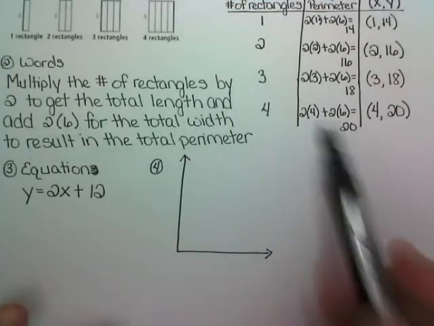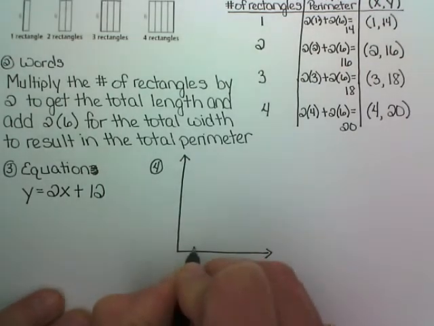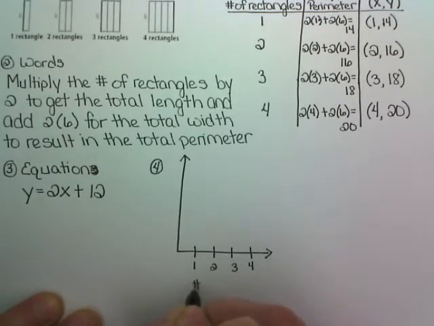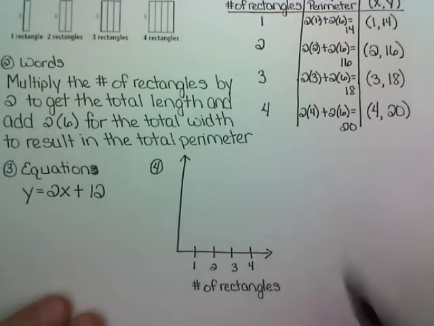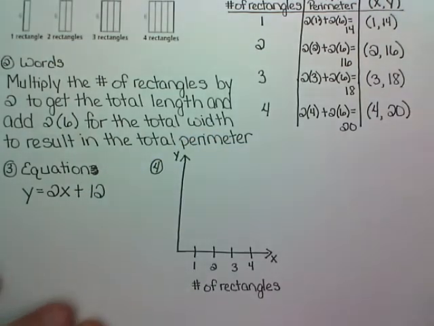Alright, the number of rectangles is increasing by 1 every time. 1, 2, 3, 4. So I'm just going to mark this off: 1, 2, 3, and 4, making sure that you label your X and Y axis. So this is number of rectangles, and notice that I put that on the X axis because that is the X value. It's the independent variable. And so our Y's will be 14, 16, 18, 20.